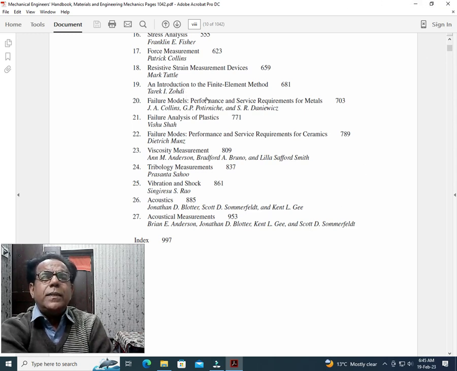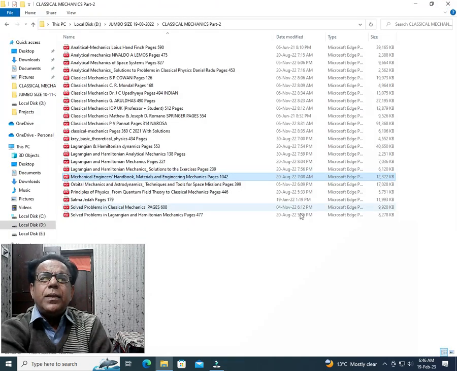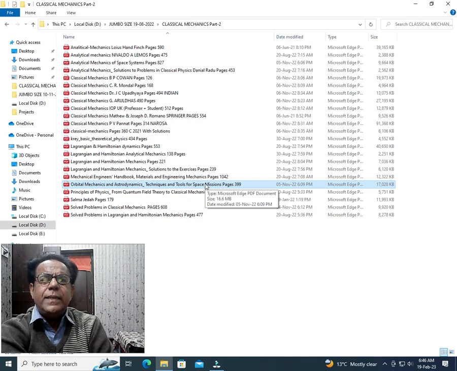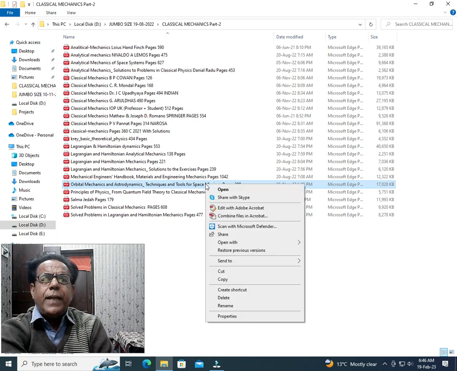We do not go into further detail of this book because this is basically for engineering students, but because this is mechanics, whether students of physics or students of engineering, no difference. Anyhow, we take it as a secondary priority.